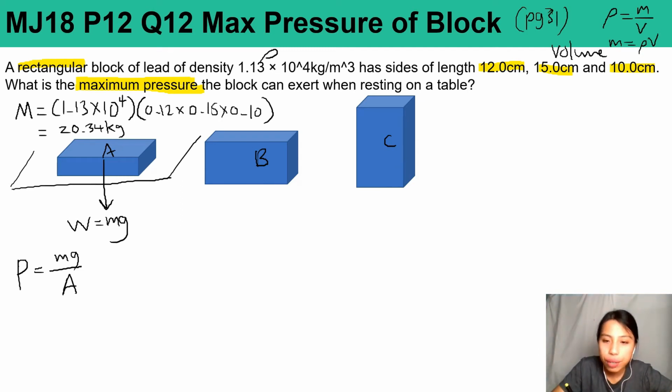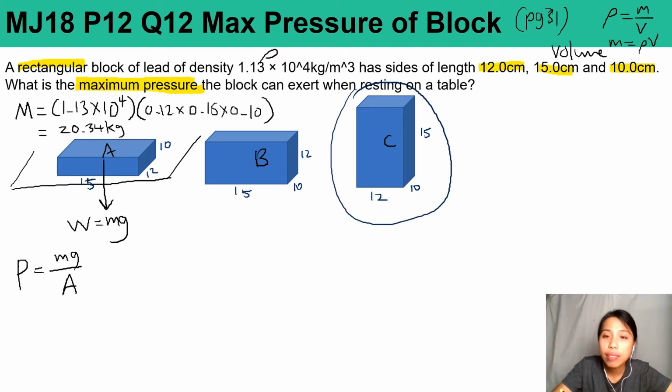So for the first one, I'm going to say the shortest length is 10, so this is 10. Second shortest is 12, so this is 12, 15. This one, the cross-section area is 12 times 15 cm. For this one, it will be 10 times 15. But for orientation C, if it's standing upright, you have 10 times 12 cm squared. So actually C is the one that will have the smallest area and therefore the greatest pressure.